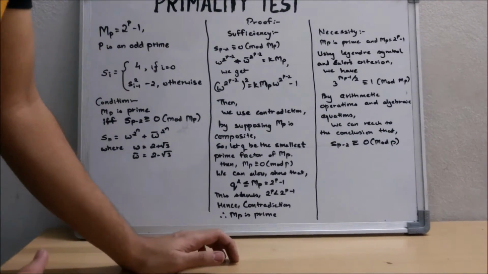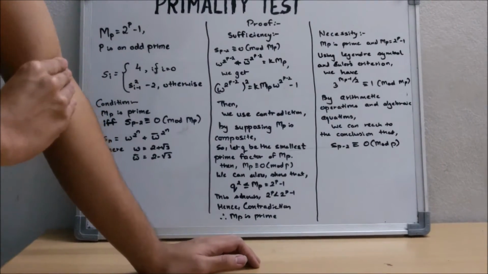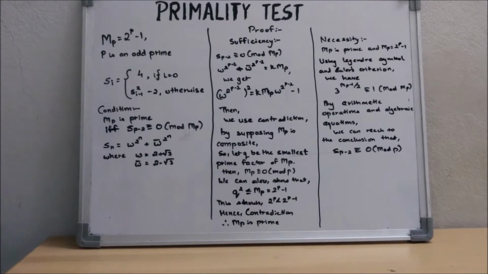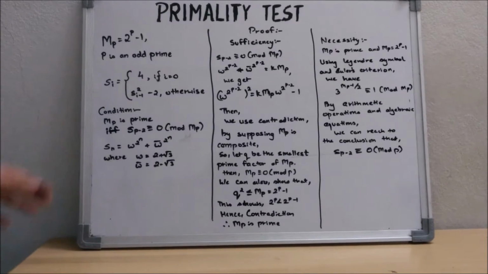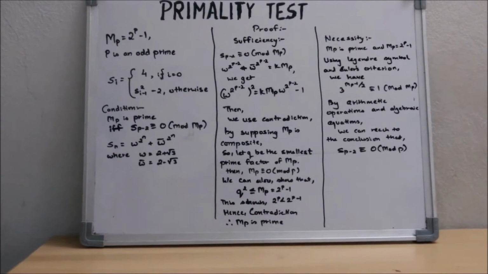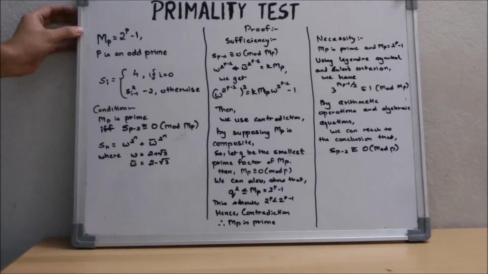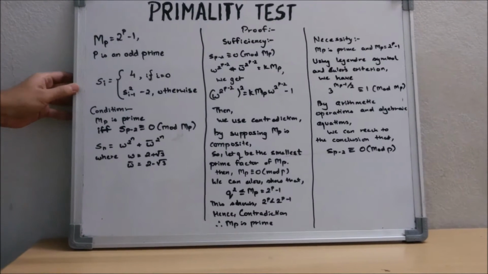In the necessity condition, we have used the Legendre symbol and Euler's criterion, and using arithmetic operations and solving algebraic equations, we can reach the conclusion that Sp minus 2 equals 0 mod p. Hence, we have proved the necessity and sufficient conditions for Mp to be prime. Thus, we can use number theory to prove Mp is a prime number and test whether Mp is prime or not using the Mersenne number.